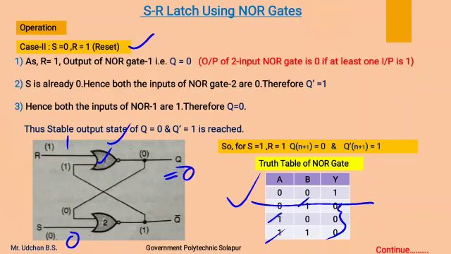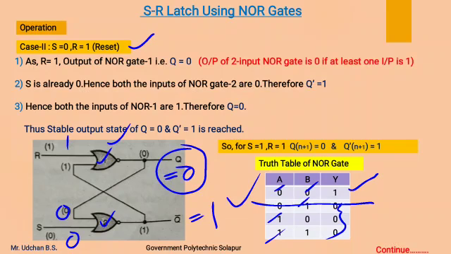Now S is already 0, hence another input of NOR gate 2 will be 0 as Q is 0. So both the inputs of NOR gate 2 are 0, therefore Q complement will be 1 as per this truth table. As both the inputs are 0, output will be 1.